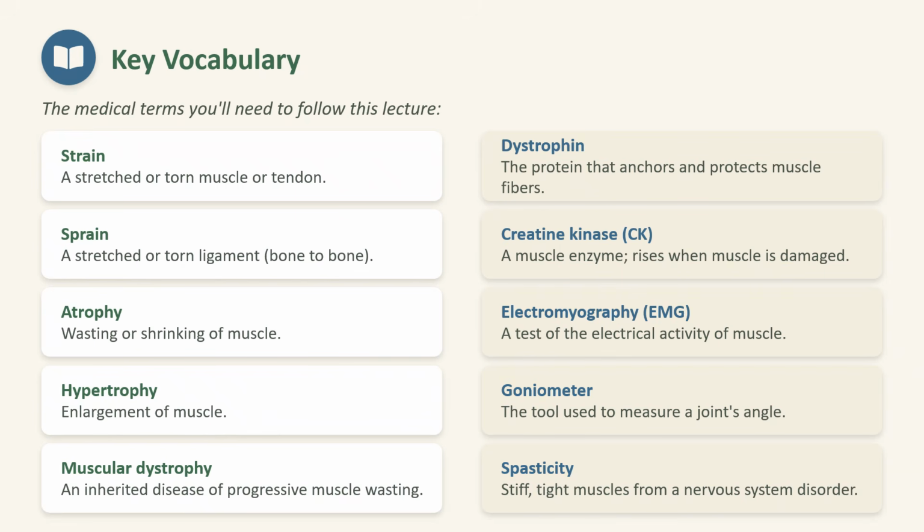Here are the medical terms you need to know to understand this lesson fully. Take a moment to look them over and pause the video to take notes.